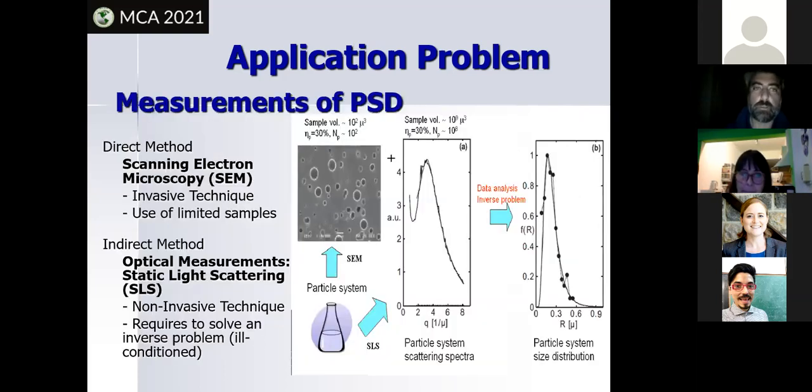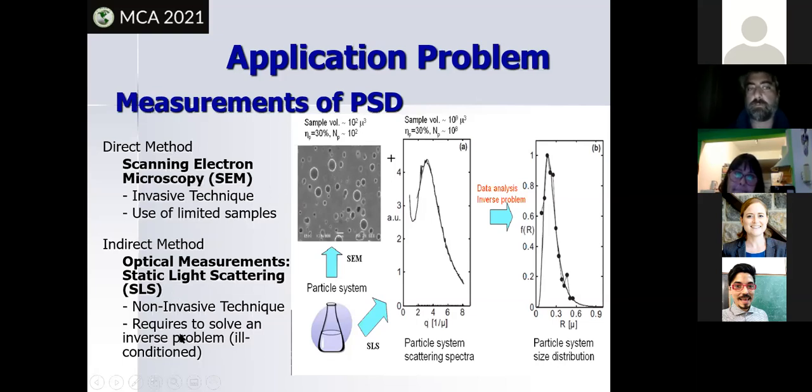So there are different types of measurements of the PSD, and no single technique can provide us the complete description of the PSD. So this is one motivation for combining some of them. One division of the methodologies can be direct methods, such as the scanning electron microscopy, SEM, from now on. And the one I was telling you before, the static light scattering, or SLS, have some advantages and disadvantages. With the direct method, you can see the PSD directly. You can see the particles in the micrograph.